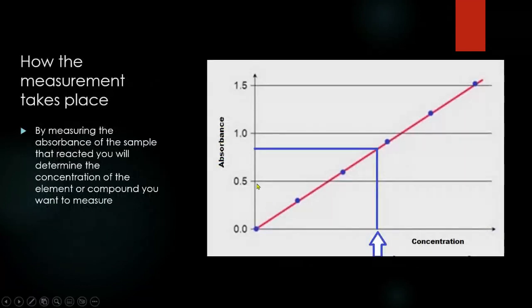This is just what I've just said. The instrument measures the absorbance, and by this linear function, calculates the concentration of your sample, for example, nitrate in your sample.